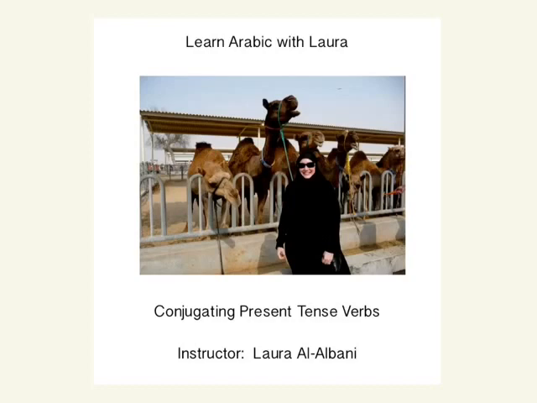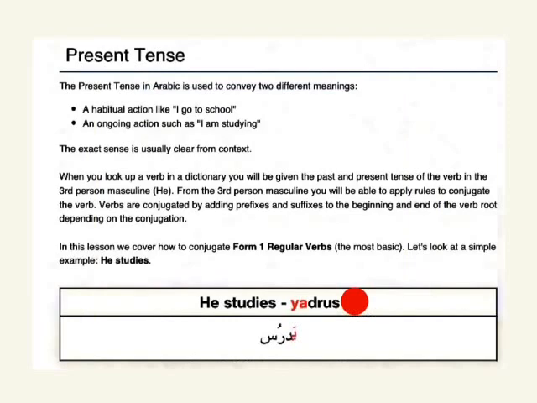In today's lesson, we're going to learn how to conjugate present tense verbs. The present tense in Arabic is used to convey two different meanings: a habitual action like "I go to school," or an ongoing action such as "I am studying." The exact sense is usually clear from context.